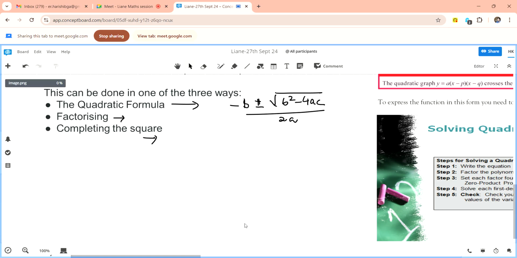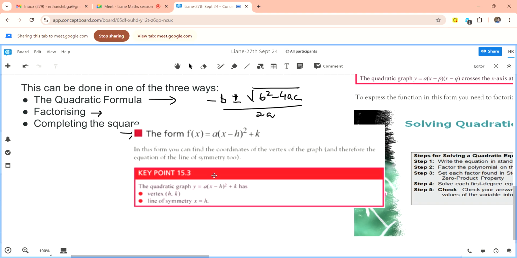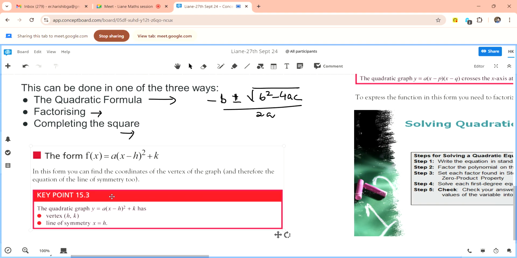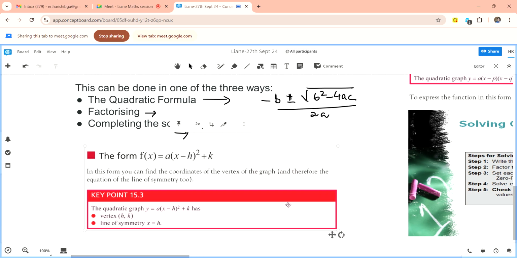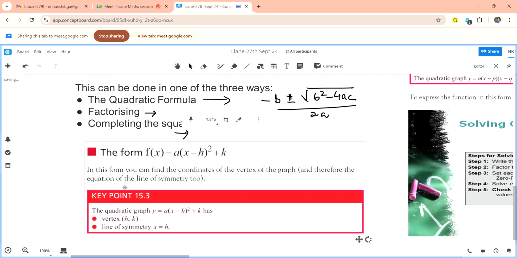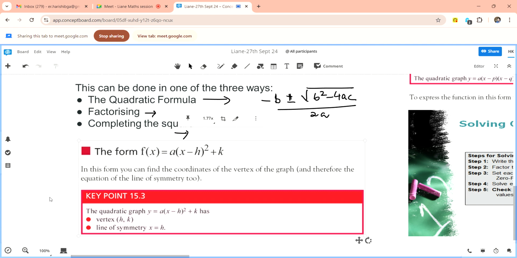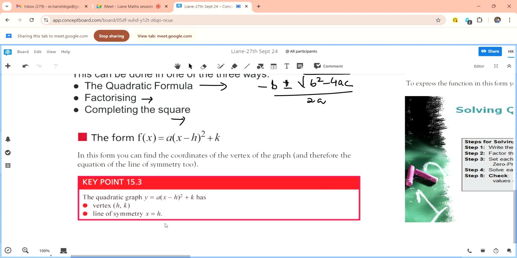The next form is vertex form. After this factorizing, we're going to understand about vertex form. What is the vertex form here? The vertex form of the quadratic is a bracket x minus h whole square plus k.